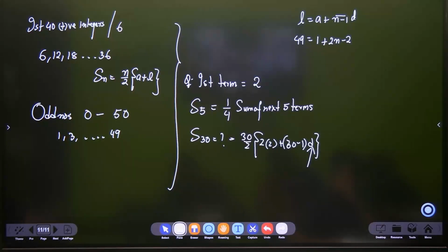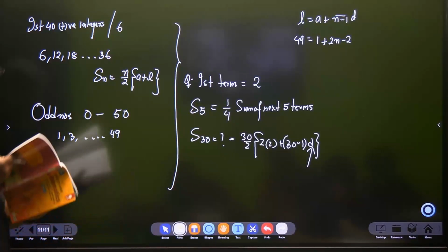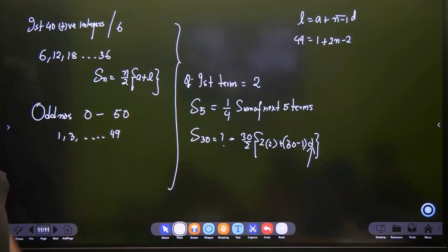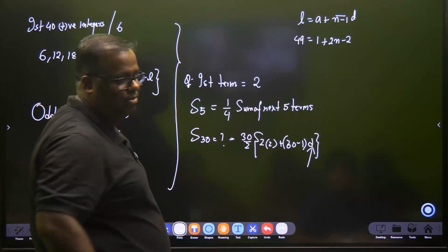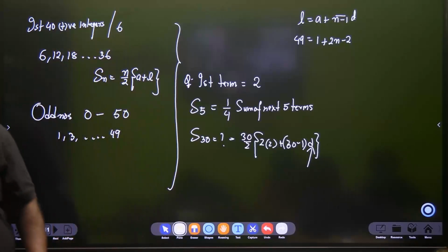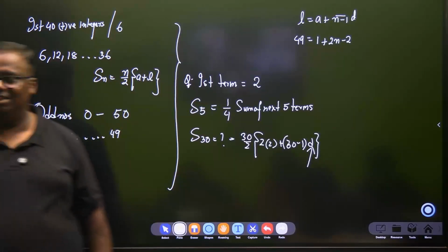Sum of the first 5 terms is equal to 1/4 the sum of the next 5 terms. So here D will come negative because the first 5 terms value is more than the next 5 terms. Right? Use common sense.